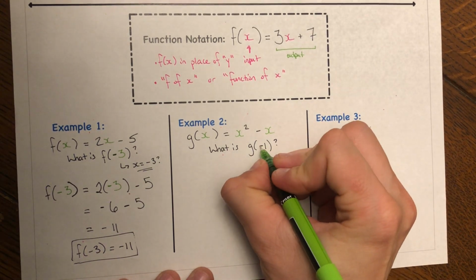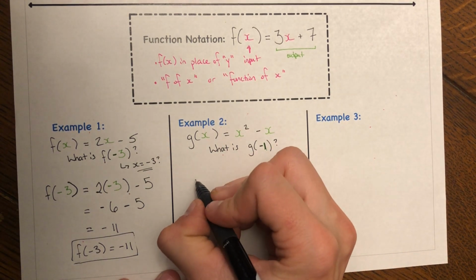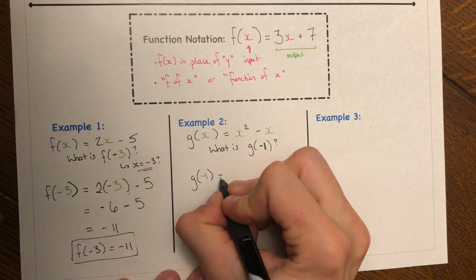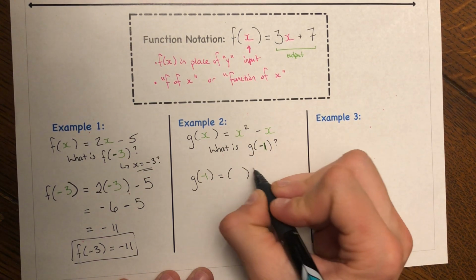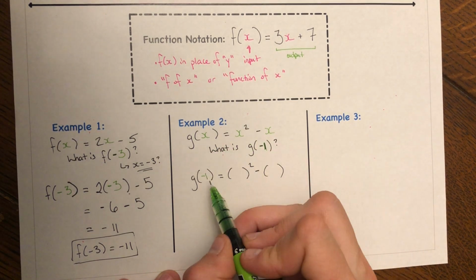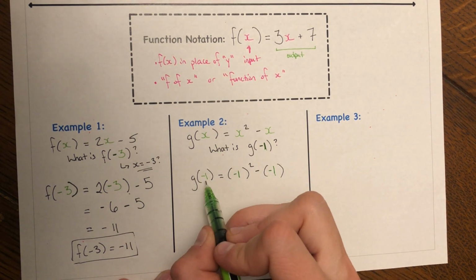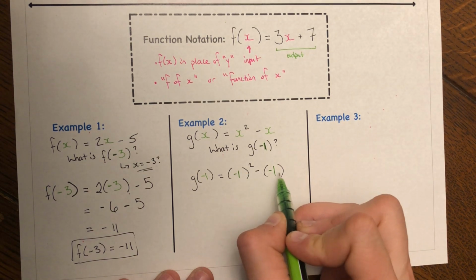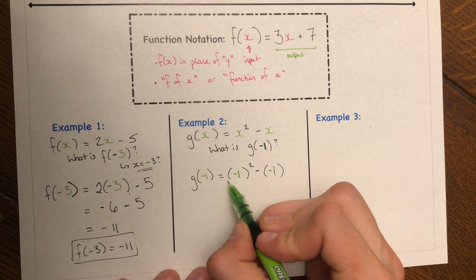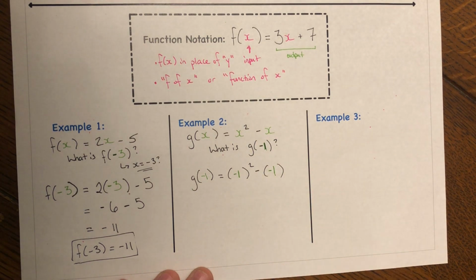I'm going to keep this in green because I always like having those colors. So how I'm going to do this is I'm going to start by writing, all right, g of negative 1 must be equal to, that's where my x is, squared, minus another x. And where I have that x, I want to put a negative 1. So g of negative 1 is negative 1 squared minus negative 1. And again, to make sure that I'm not dropping negatives or doing something funny, I'm going to put everything in brackets so I always have a placeholder to plug in my x value.